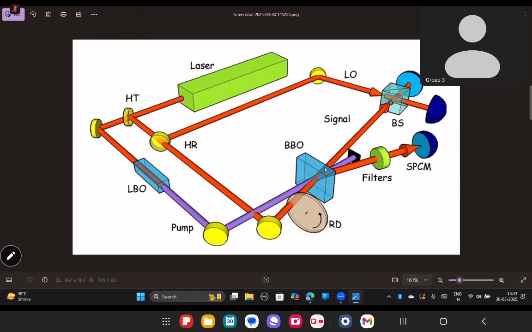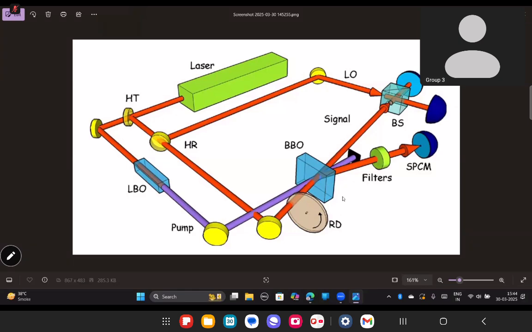So the real magic happens in the BBO crystal, where the SPDC occurs. The thermal light is combined with the pumping beam and passed through the BBO crystal. This setup emits two photons of equal energy. The first one is the signal and the second one is the idler.